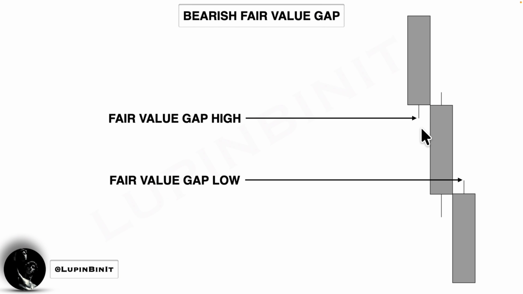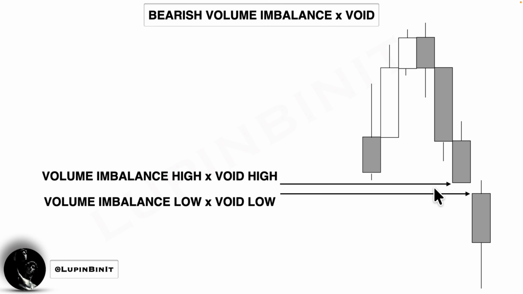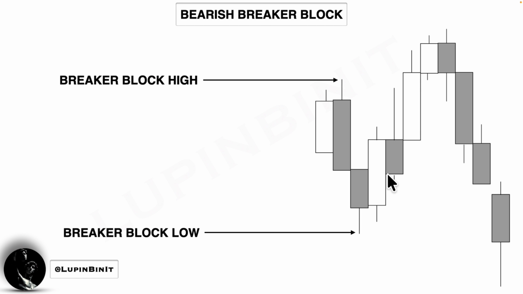Your fair value gap, being a bearish fair value gap, would be the second candle within this sequence. This would be the fair value gap high, and that is the fair value gap low. And then you have the volume imbalance or void. So this would be the volume imbalance or void high, and then the volume imbalance or void low. Now, the thing is, this is actually a volume imbalance. The way this becomes a void is if this wick did not exist. So if this candle just opened, did not form a top wick, and just continued delivering down, it would then become a void.